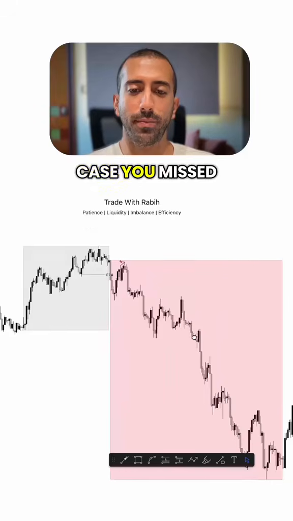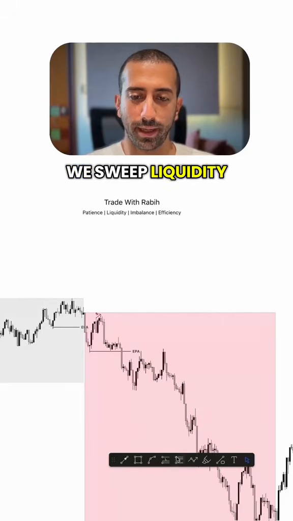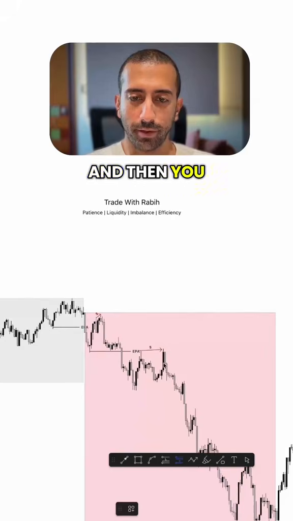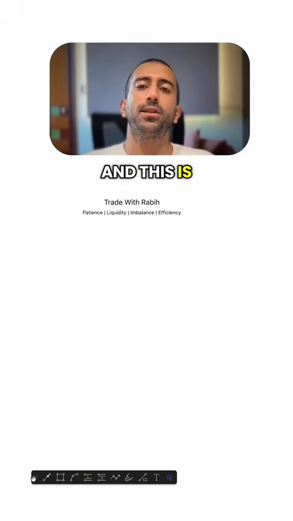Okay, now in case you missed this trade, here we also have another EPA. We sweep liquidity again, and then you can target lower price action. And this is one of the best ways for you to understand the difference between EPA and HPE.